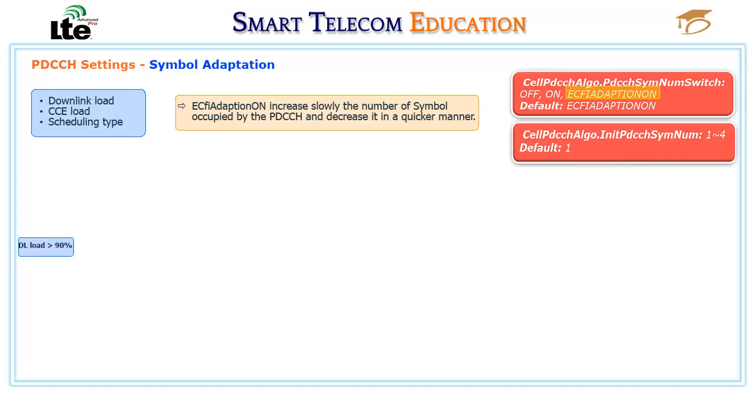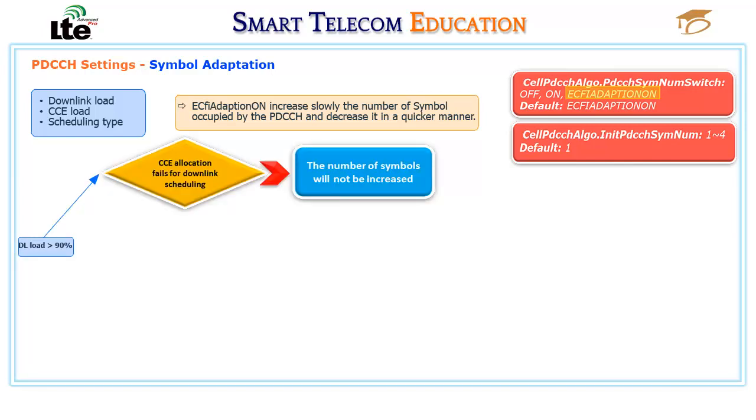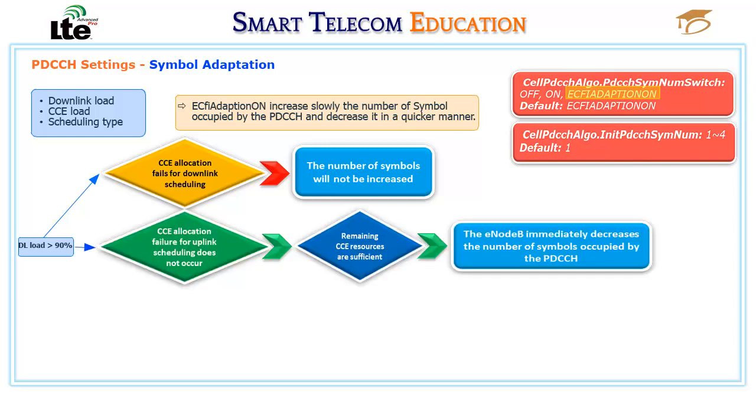When the downlink load is greater than 90%, the number of symbols will not be increased, in case CCE allocation fails for downlink scheduling. When the downlink load is greater than 90%, and as long as CCE allocation failure for uplink scheduling does not occur during the previous TTIs, and the remaining CCE resources are sufficient, then the eNodeB immediately decreases the number of symbols occupied by the PDCCH.